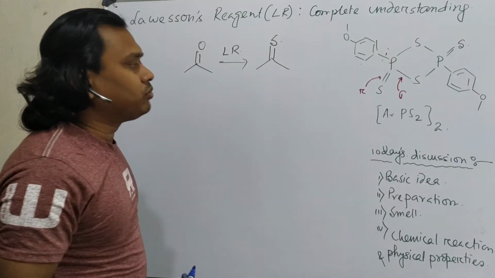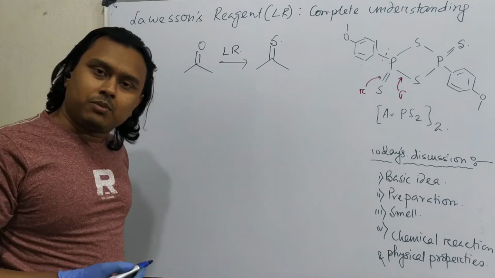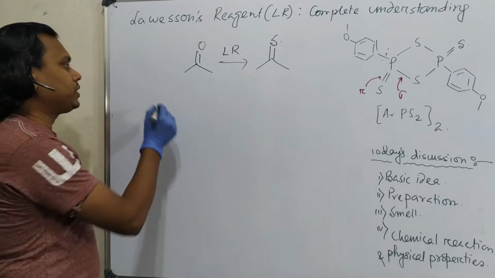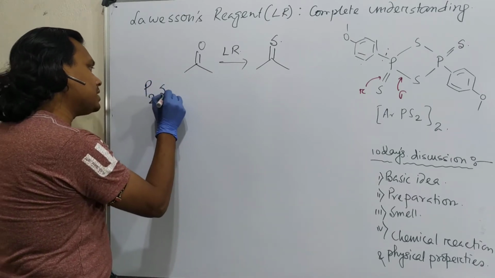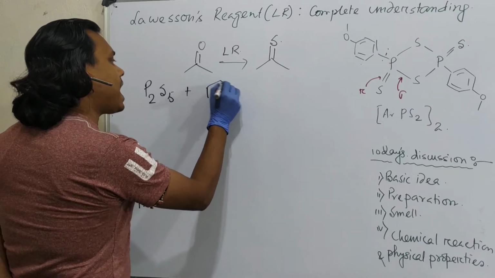Now, preparation. How could this molecule be prepared? Actually, this molecule is commercially available, point number one. But if you want to prepare it in the laboratory, you can use P2S5 plus anisole.